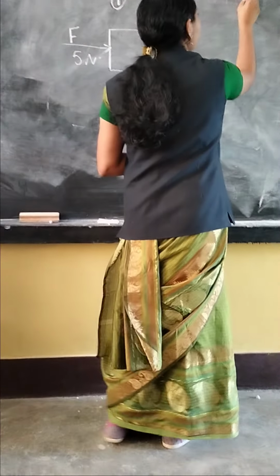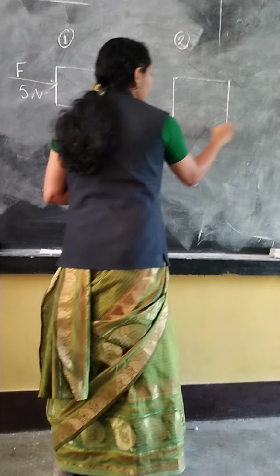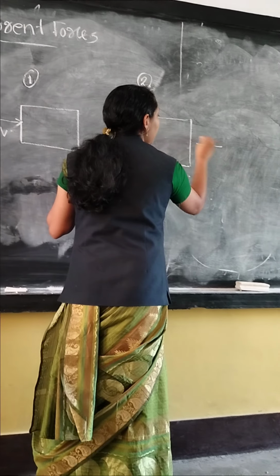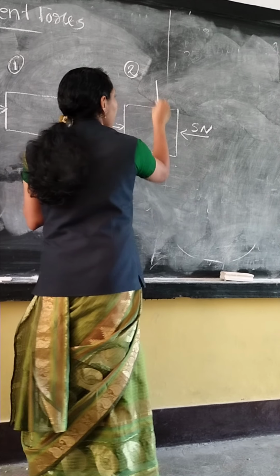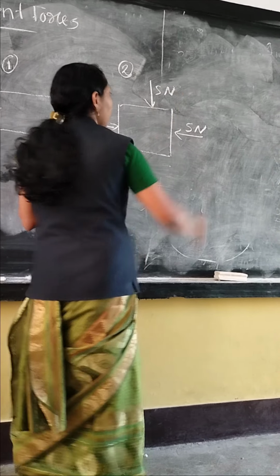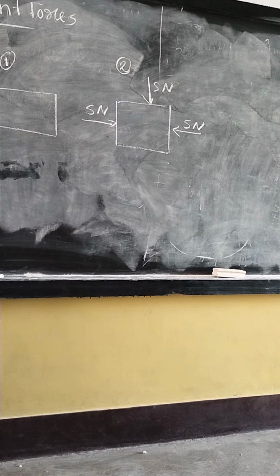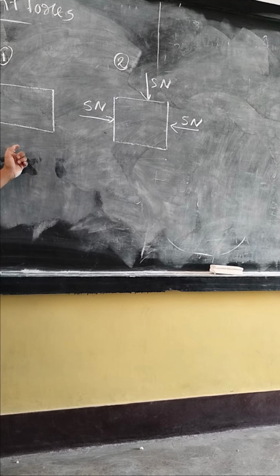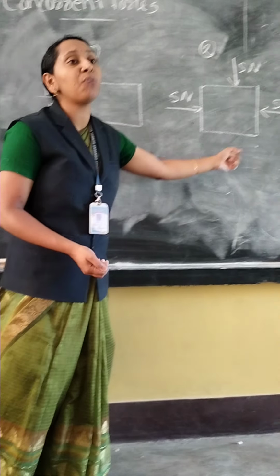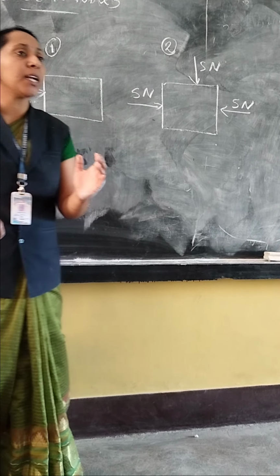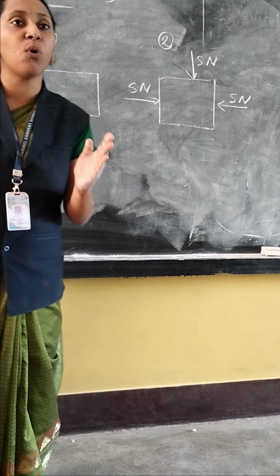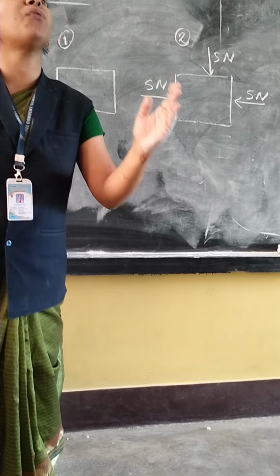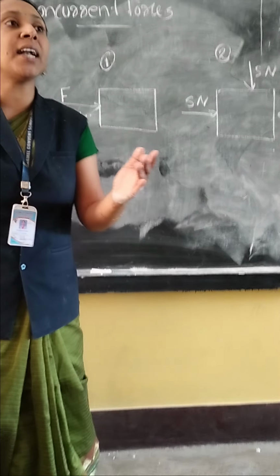Case number 2. The same object. I am providing 5 Newton force in this direction, 5 Newton force in this direction, and 5 Newton force in this direction. What is the direction of movement of this object? Downward. The difference is that in this case only one force is applied, here more than one force is applied. When any object experiences more than one force, the motion depends on the resultant of the forces. Clear everyone?